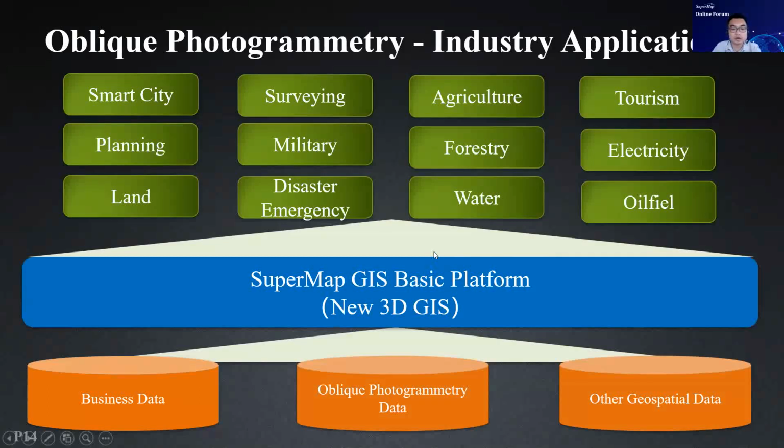After we get the optical photogrammetry data, you can see we can provide capabilities for different industries. As we mentioned, we can also do surveying and agriculture, water resource management, and even oil fields.